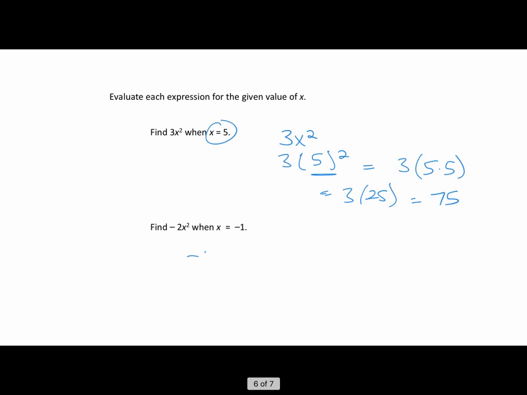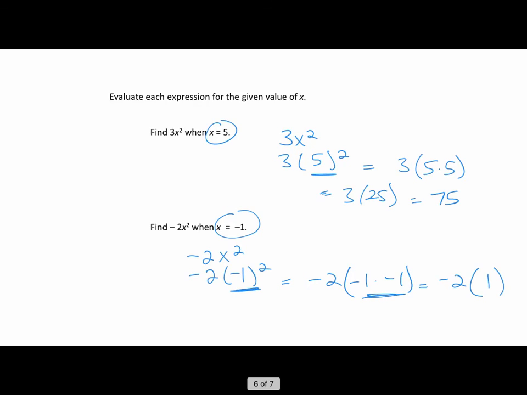Then our next example, negative 2x squared when x is negative 1. So I'm going to put negative 1 in for x. Okay, then I need to simplify this in the order of operations. Exponents come first. So everything else stays the same. I'm going to multiply negative 1 times another factor of negative 1. Okay. So negative 1 times negative 1, that's 1, same sign, positive. And negative 2 times 1 is just negative 2. Those are the values for the expressions given the number for x.